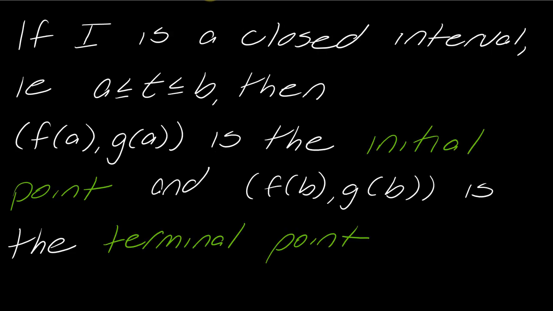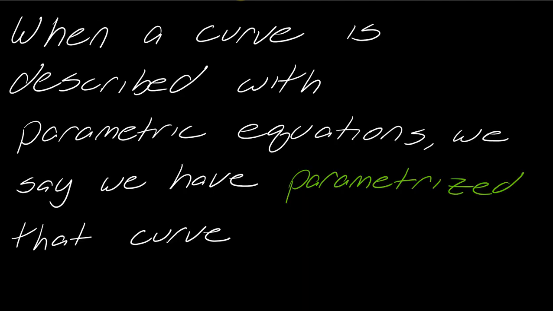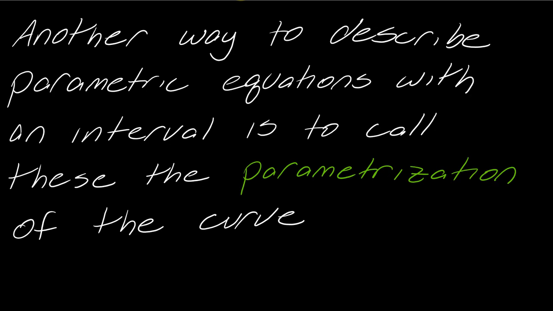If I is a closed interval, i.e., t is between a and b, then f of a, g of a, we call our initial point. And f of b, g of b, that's our terminal point in the interval, if it's a closed interval. When a curve is described with parametric equations, we say that we have parametrized the curve. And finally, another way to describe parametric equations with an interval is to call these the parametrization of the curve.